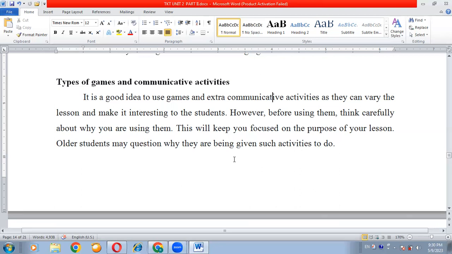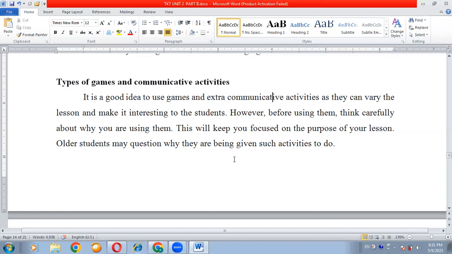We have to select games and also communicative activities in the classroom sometimes. Actually, it's a good idea to use games. Extra communicative activities can make the lessons interesting to the students. If they get interested, it makes the lessons interesting.